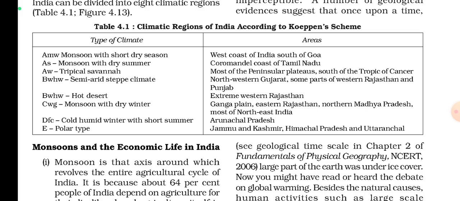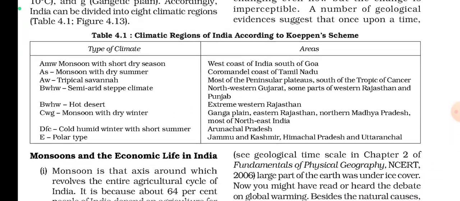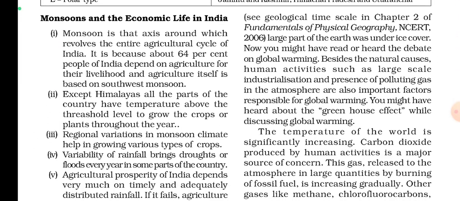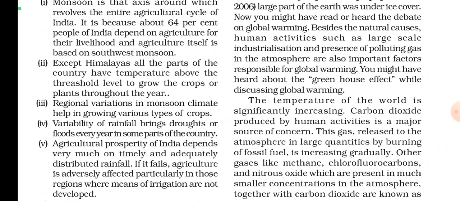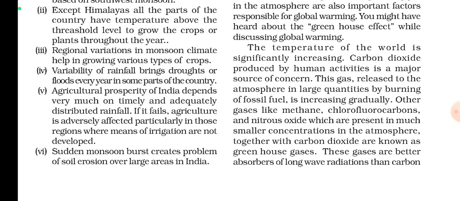Monsoon and the economic life in India. So monsoon is that axis around which revolves the entire agricultural cycle of India. It is because about 64% people of India depend on agriculture for their livelihood, and agriculture itself is based on southwest monsoon. Except Himalayas, all the parts of the country have temperature above the threshold level to grow the crops or plants throughout the year.